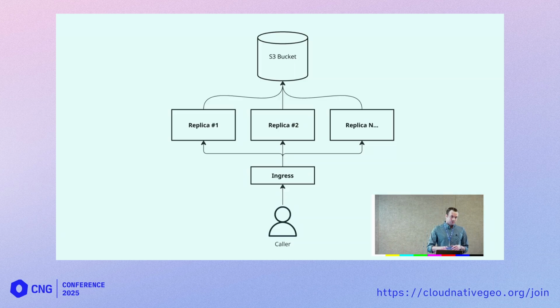This is what a tile server looks like when you deploy it. If you've ever deployed TiTiler, this is kind of what you end up with, or if you're deploying it through EOAPI. You have a caller, usually a web map, or maybe something else that's trying to fetch imagery. It's going through some sort of ingress, and you have your tile server deployed multiple times across multiple replicas. And these are, of course, just serving data out of S3.